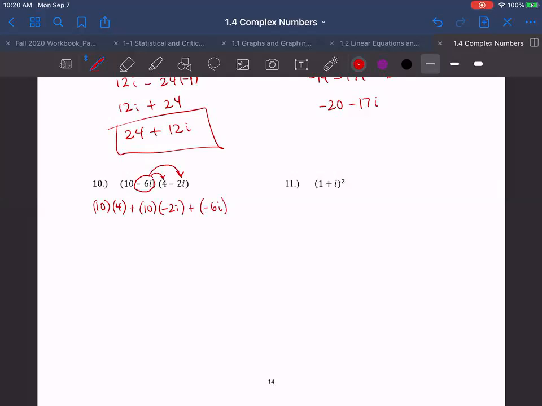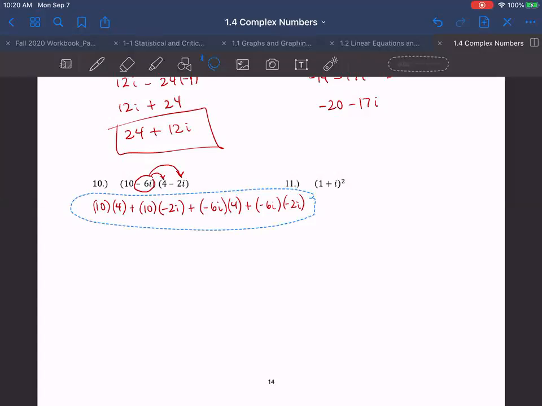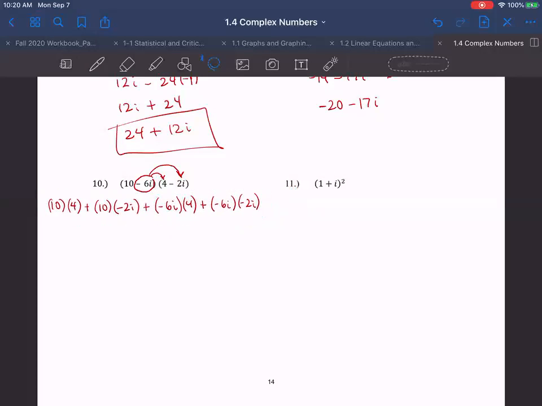-6i times 4, and we get a plus -6i times -2i. And so now it's just a matter of going through and doing those, and maybe moving this over so I didn't run into the next problem like that. And so we get 10 times 4 is 40. We get 10 times -2 is -20. Carry the i along. -6 times 4 is -24, and then carry the i.